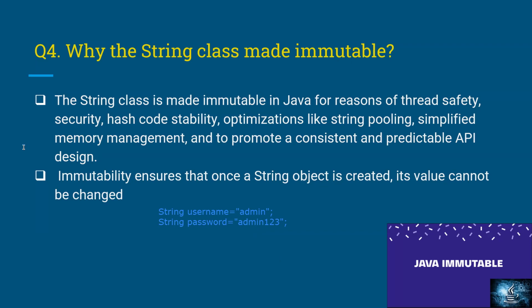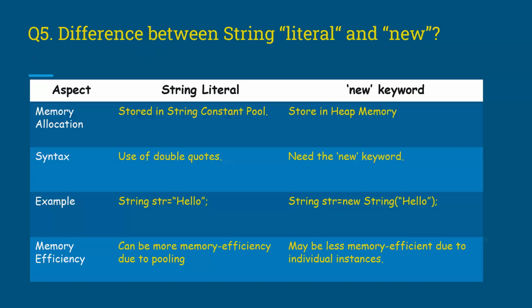Fine. Okay, let's go to the next question, guys. Last question: the difference between a string literal and the new keyword. There are so many differences, and I've taken a few in short so that you can understand. The first one is memory: a string literal is stored in the SCP, the string constant pool, and whenever we use the new keyword, it is stored in heap memory. Then syntax. What is the syntax here?